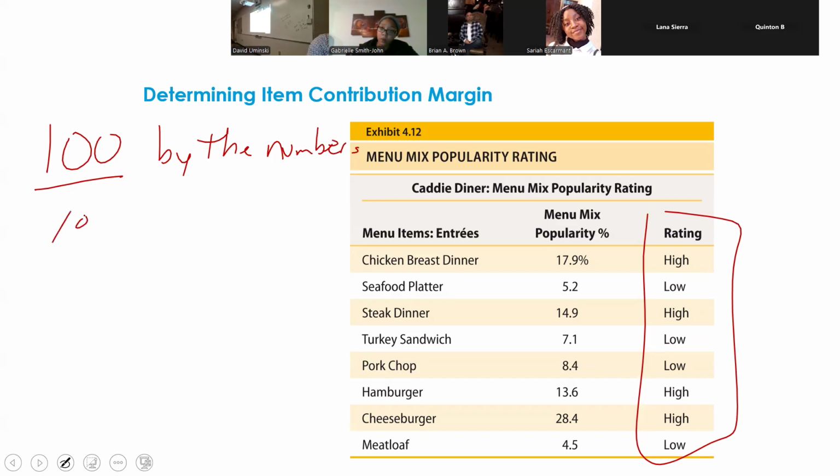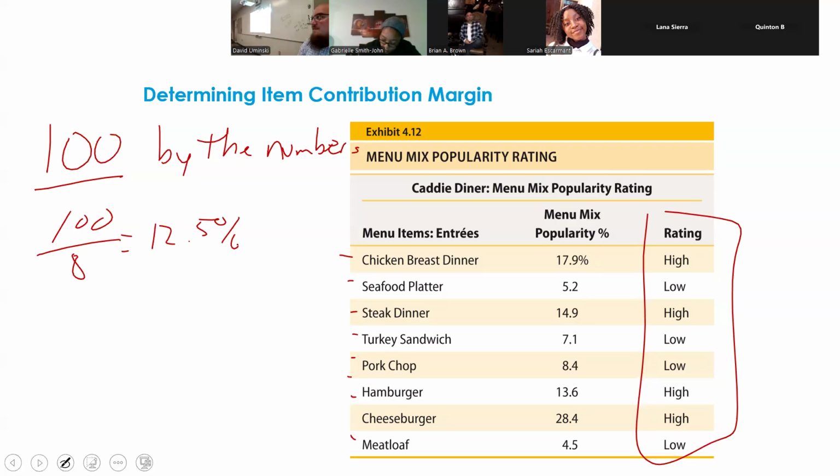When we divide 100 by 8, because we have 8 items on this menu, I get 12.5. That is my average percentage. If everybody sold the exact same number, they would all get 12.5% of the total. Just like we did contribution margin, add them all up, divide by the number, we get our average. In this case, we're taking 100 divided by the 8 is our average of 12.5. But it doesn't stop there.